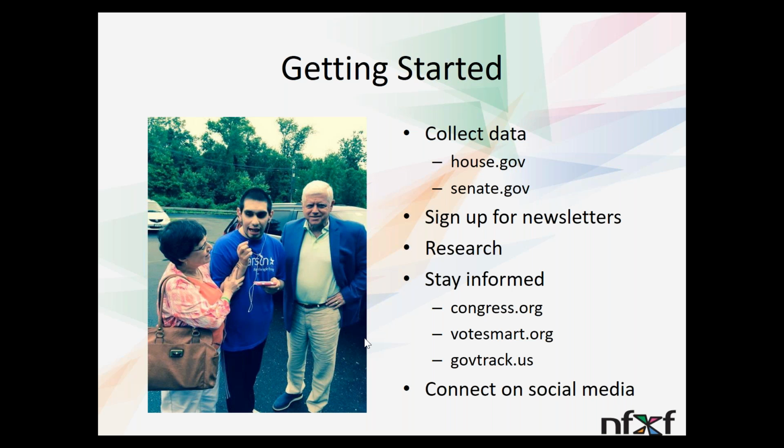Be sure you stay informed. The websites congress.org and votesmart.org publish records of federal legislators' voting records in Congress. When there's a bill that's been identified, you can follow the history, amendments, and status reports. GovTrack.us allows you to sign up for email alerts on bills that you're following and know how your member of Congress voted. It's also great to connect with them on social media.